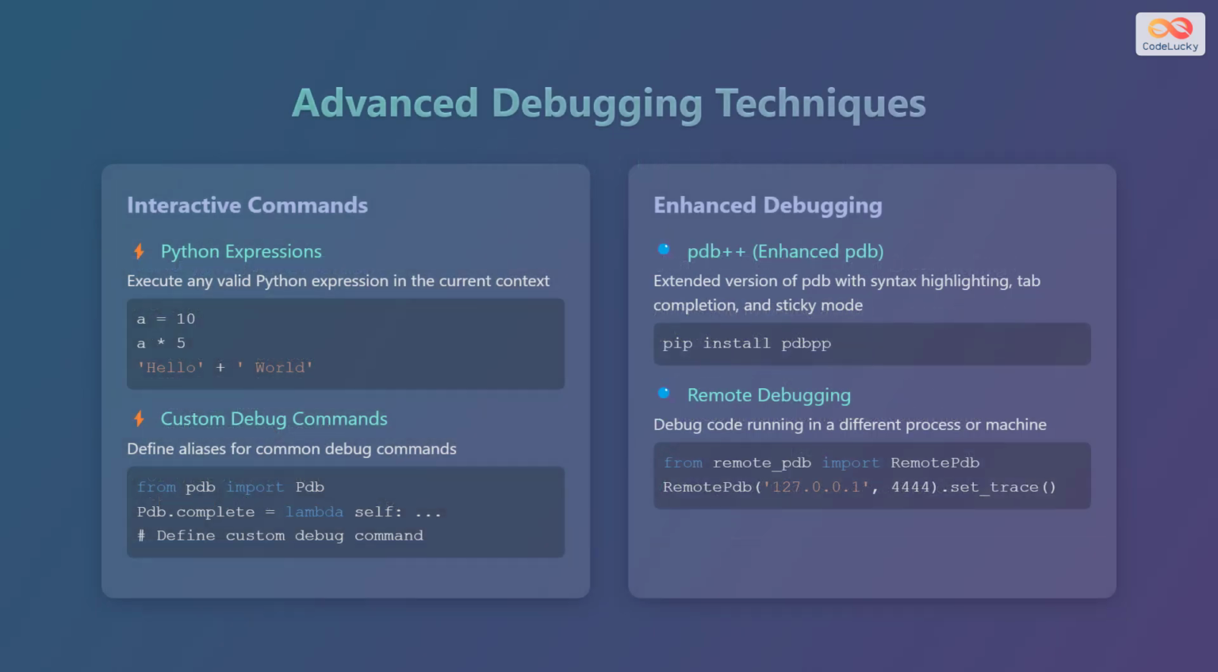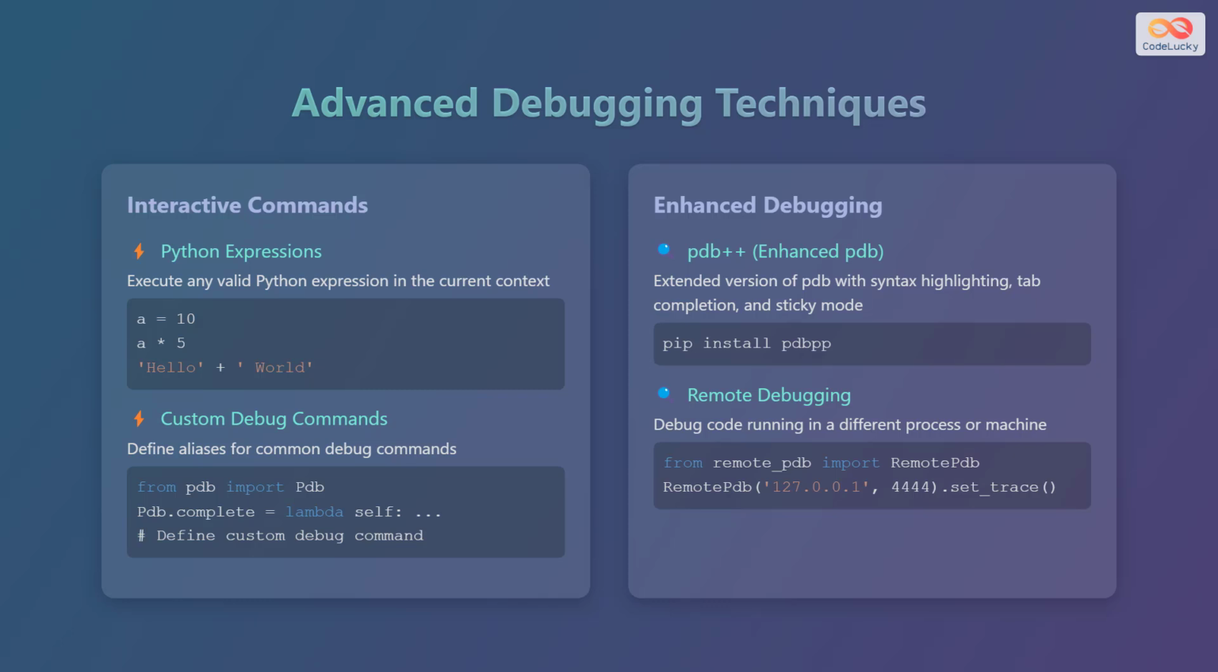PDB allows you to execute any valid Python expression in the current context. For example, you can perform calculations or manipulate strings directly in the debugger. You can also define aliases for common debug commands. Here's how to define a custom debug command. From pdb, import pdb. Then assign a lambda function to pdb.complete.